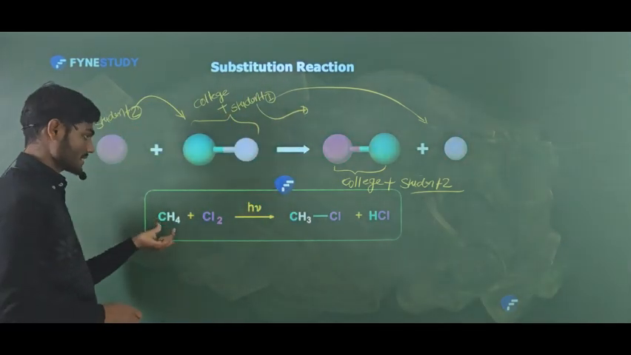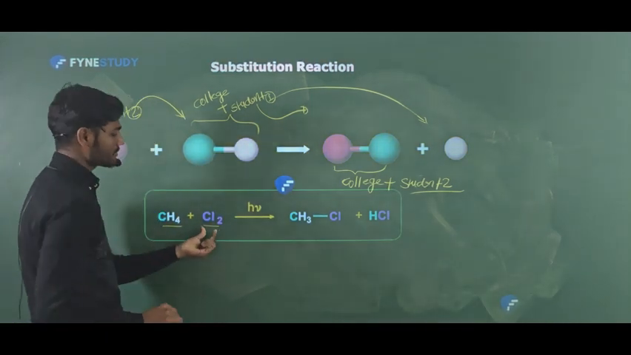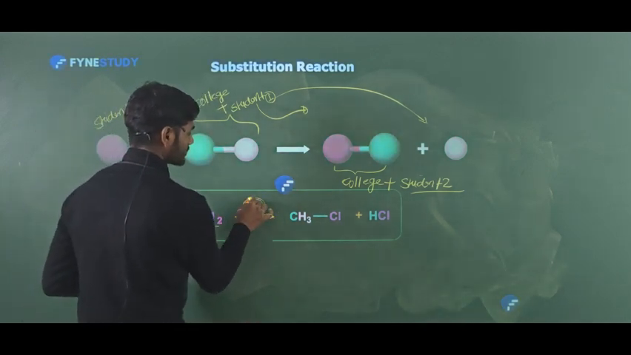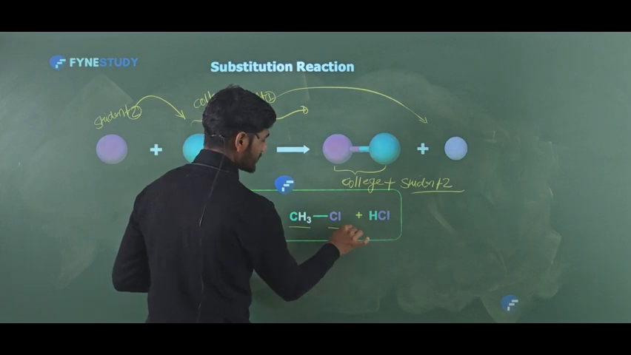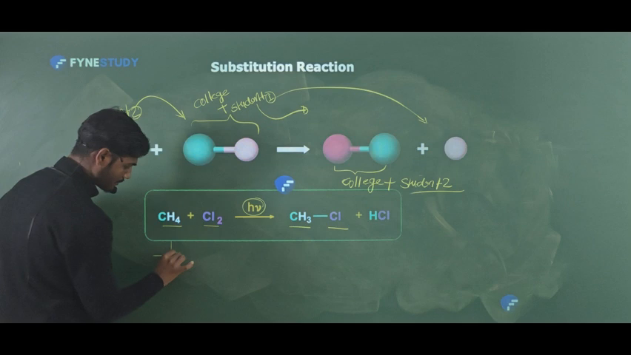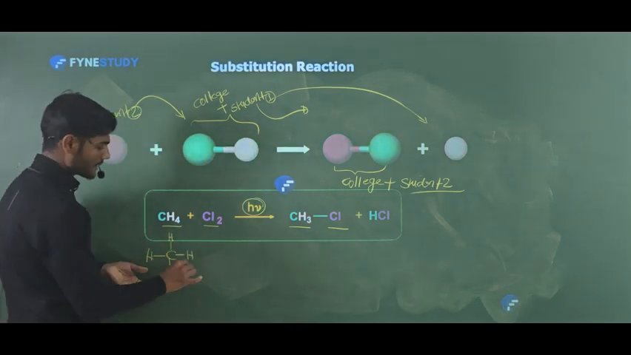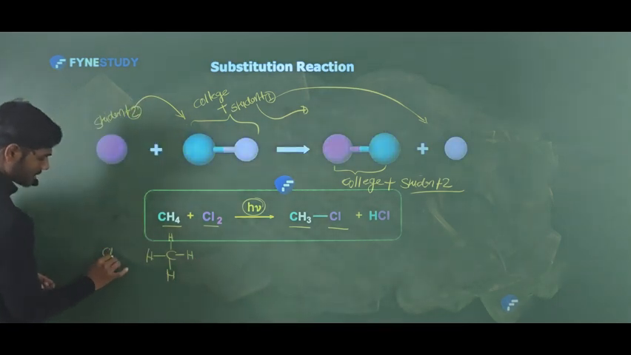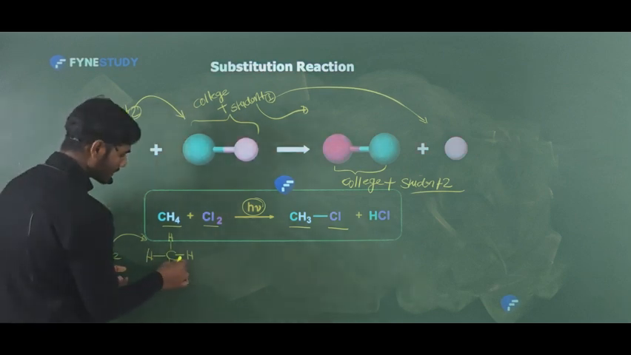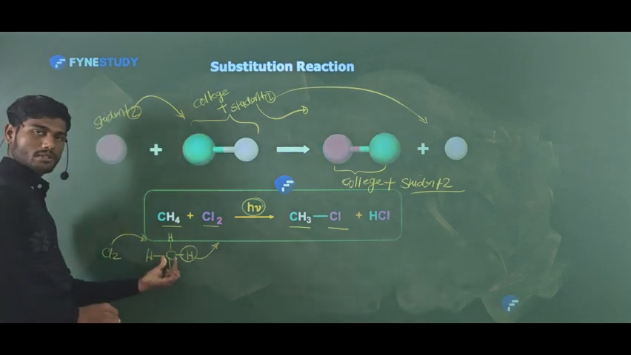Now see the proper example. This one is CH4 and this one is Cl2 in presence of H nu. H nu is the heat. It's giving CH3Cl. Now see, the carbon is having 4 hydrogens. The structure is like this. Now Cl2 wants to come here, so for that purpose any of the hydrogens should leave its position.